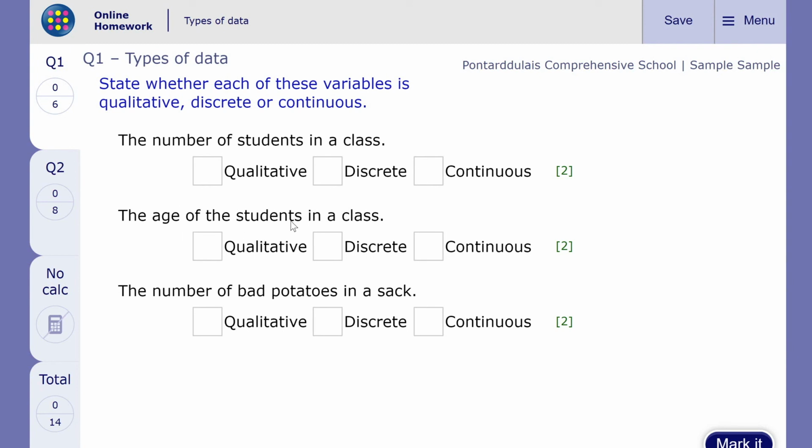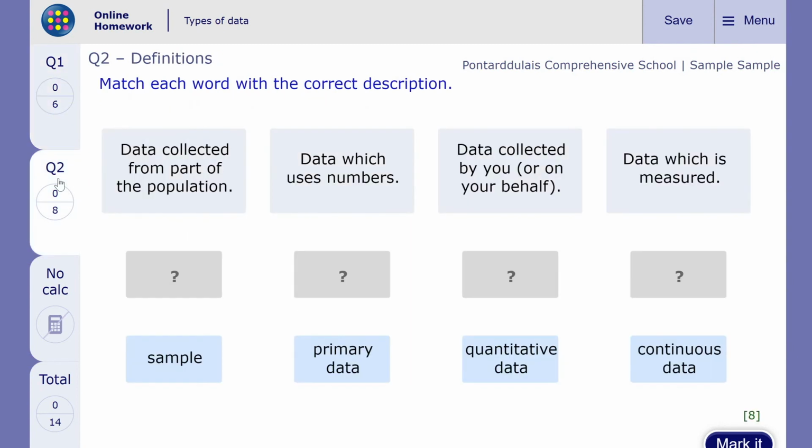Now, a few things with this. If you notice here, this is very similar to the exercise that we did in the lesson, and then question 2 is linked to the continuation of the lesson on My Maths. Now, what you will need to do is to mark it and make sure that you do click save as well, please.